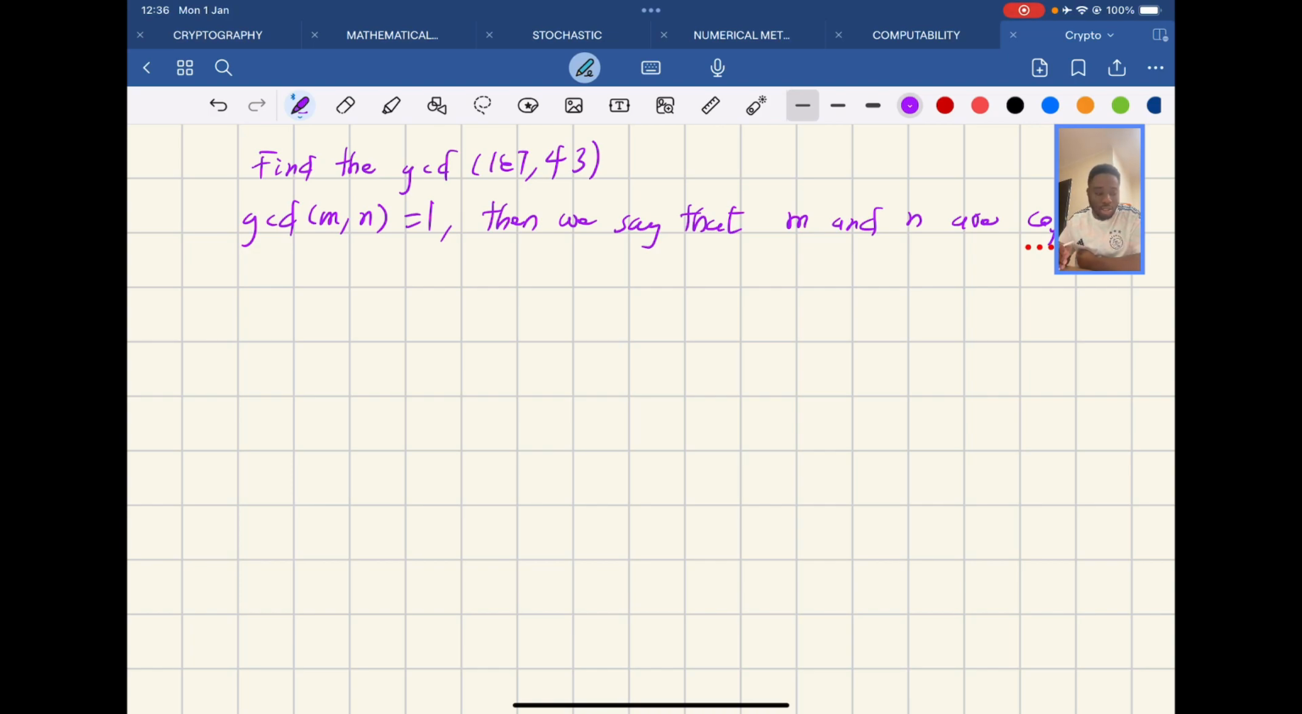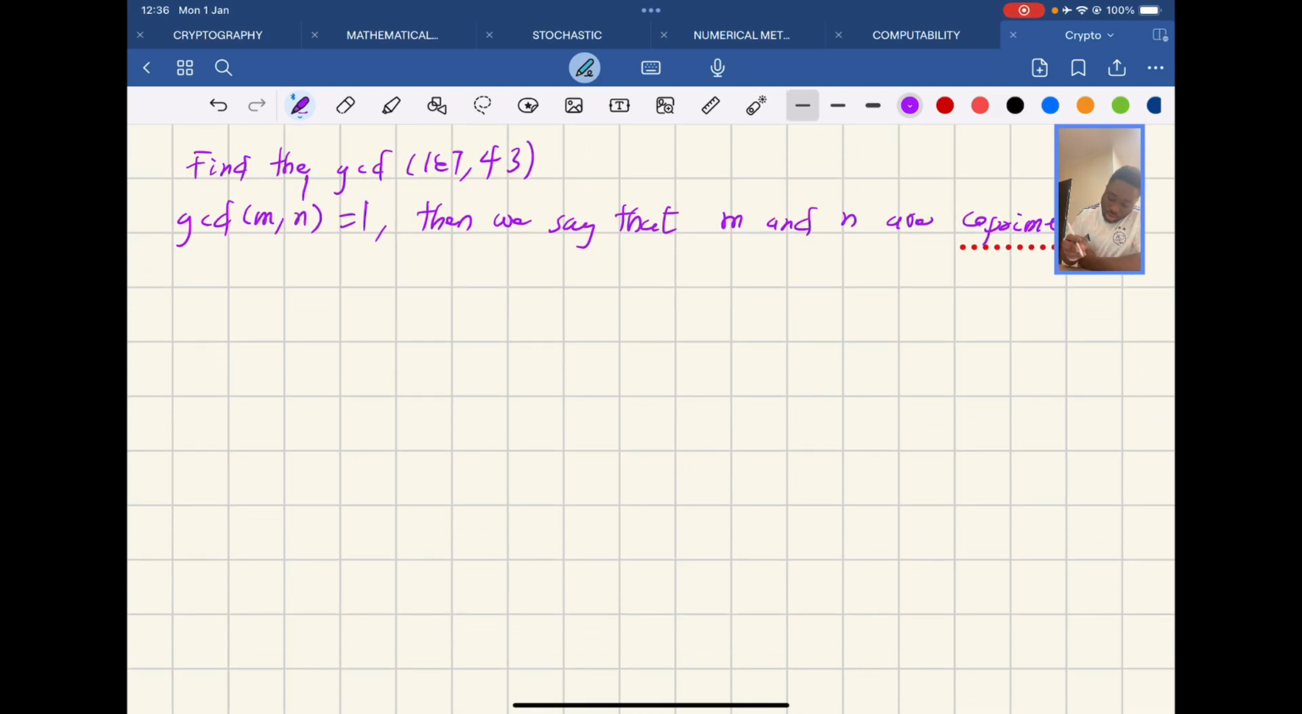So in this case, let's see. If we have 167 and 43, so we have 167 is equal to 43 times 3 plus 38. Now the same process again. We write the quotient first, 43, and this is equal to the remainder. How many times will it go into 43? Which is once. So plus a remainder of 5. We write the quotient again, 38. The remainder, how many times? 7 plus a remainder of 3.